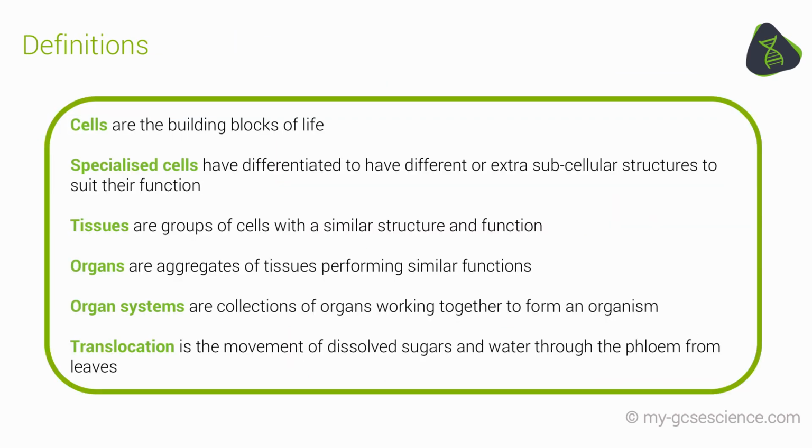So just to summarise, I did mention some key terms here. You may need to define some of these in your exam, so here are some quick definitions. Cells are the building blocks of life. Specialised cells have differentiated to have different or extra structures to suit their job. Tissues are groups of cells with a similar structure and function. Organs are collections of tissues performing similar functions. Organ systems are collections of organs working together to form an organism. And translocation is a term used to describe the movement of dissolved sugars and water through the phloem from the leaves.